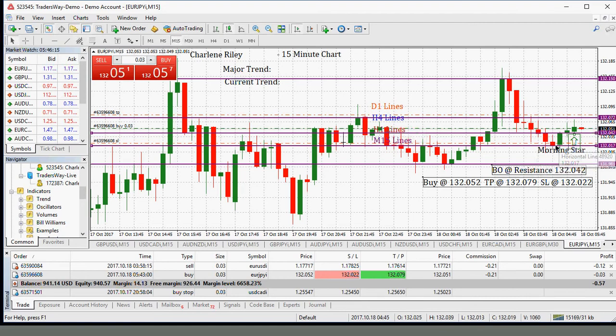We had our morning star, or you could have said tweezer bottom, either or, but you waited for this candlestick to close to confirm the pattern, and then you didn't do anything until the next pattern to confirm your breakthrough. Then you have your pattern, you have your breakthrough, and then either your buy or your sell. Your transaction is always going to be in the direction that the market is going. So if it's going up, you're entering into a buy. If it's going down, you're entering into a sell.